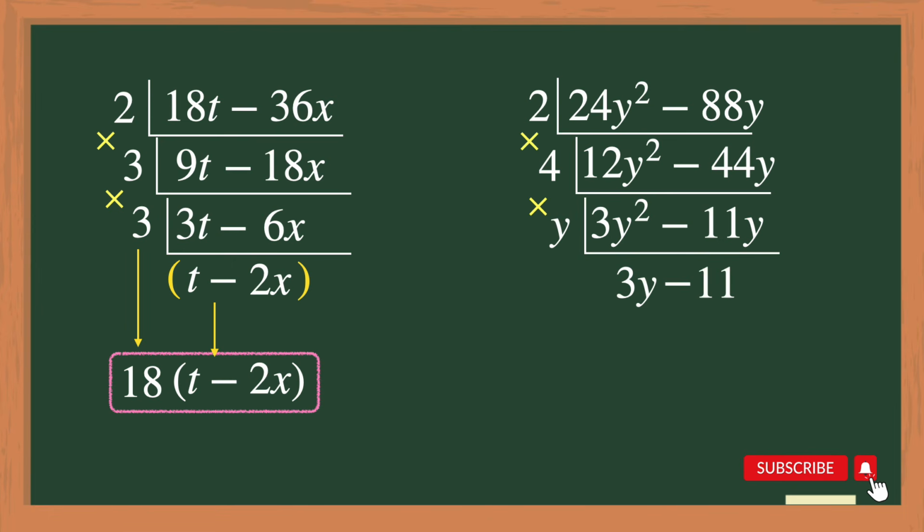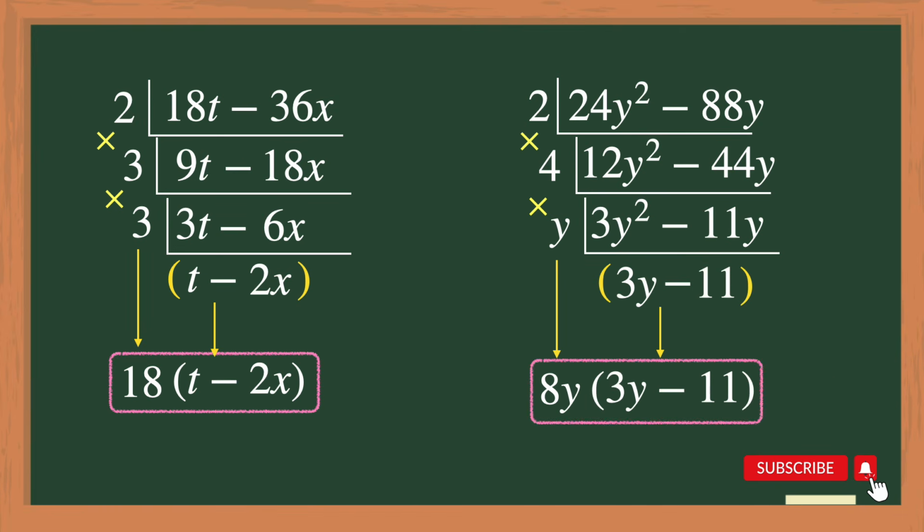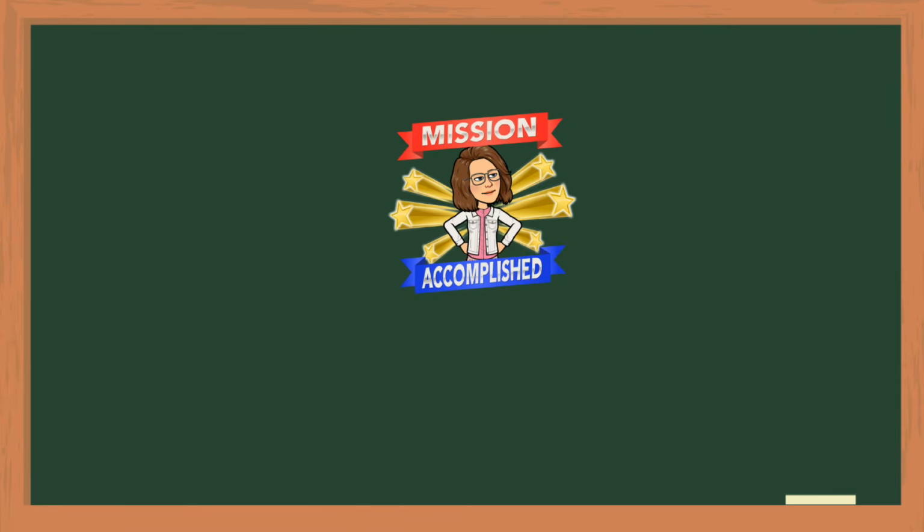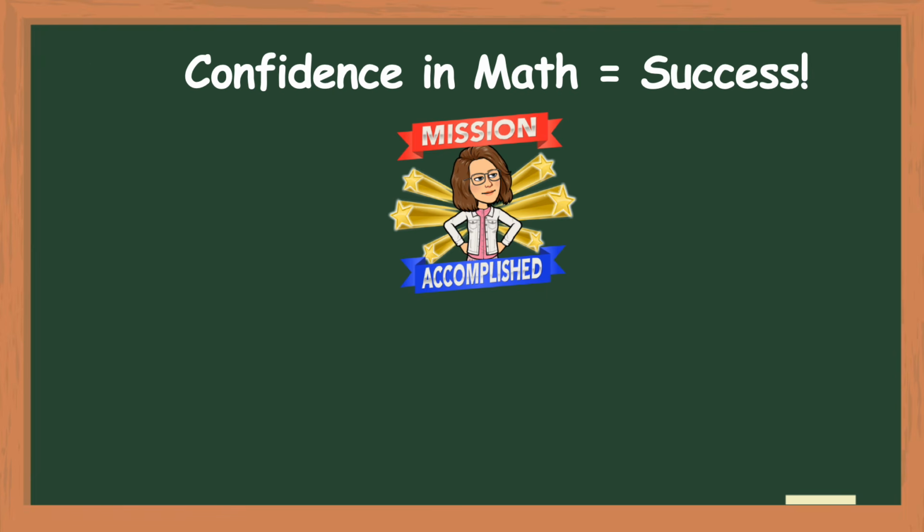So I will multiply the shared factors on the outside of the ladder to get 8y, place parentheses around the 3y minus 11, and I'm done. I hope that you're feeling a sense of mission accomplished, because the more confident you feel in math, the more successful you will be.